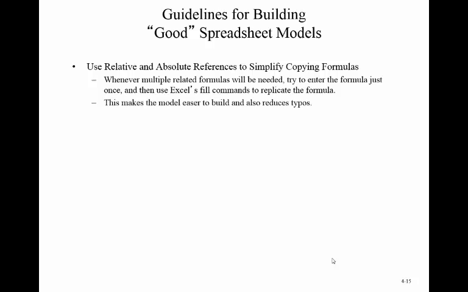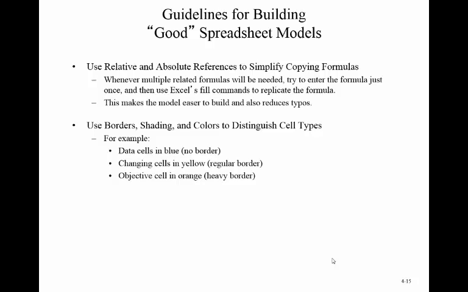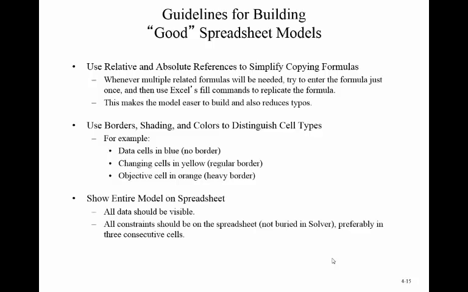I assume you guys have had a lot of exposure to that. If not, then let me know, or I can point you towards some resources for that. Border shading, colors, distinguished cell types. Again, you can create your own convention. Just make sure that it's clear and easy to use. And this actually applies this notion of show entire model on a spreadsheet. The data should be sort of in one area of the spreadsheet. Constraints should be clear and so forth.